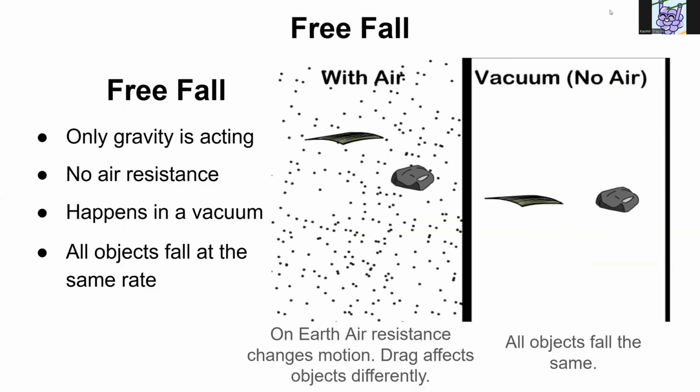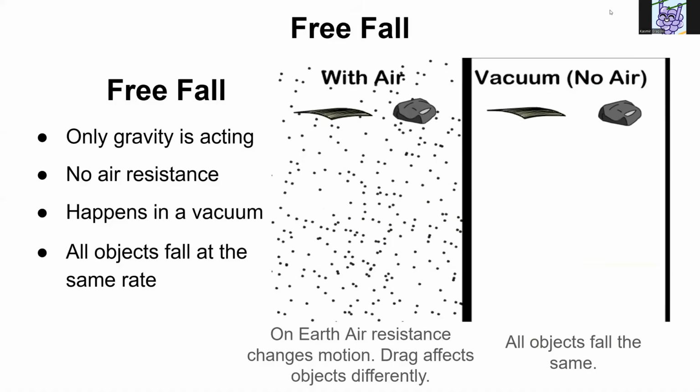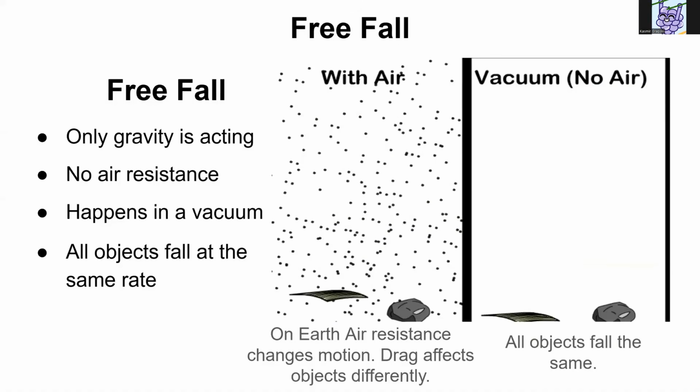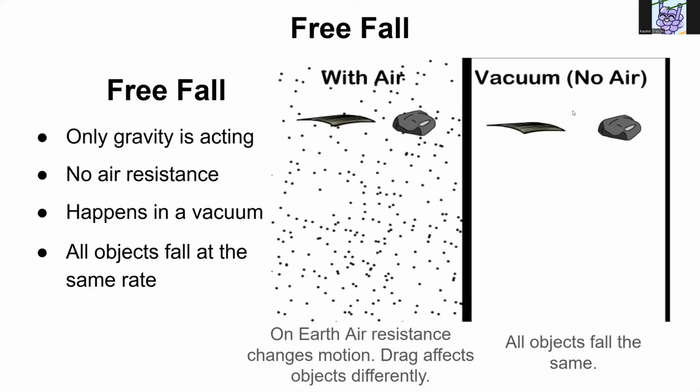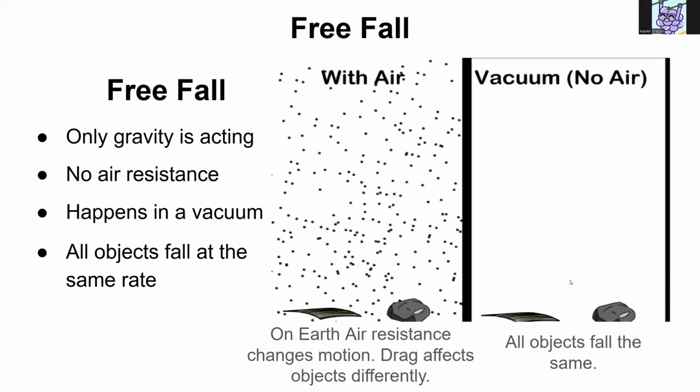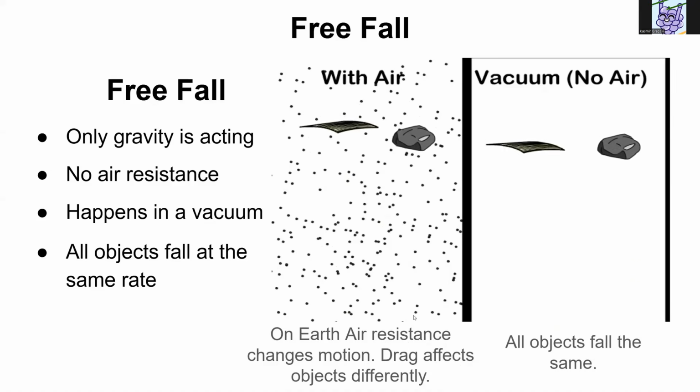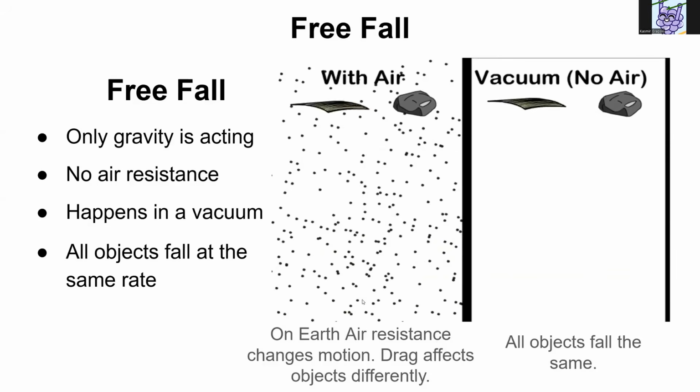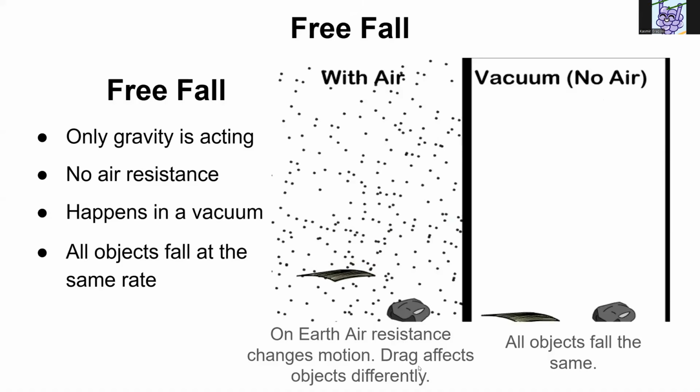When we're talking about free fall, that is when only gravity is acting. So there's no air resistance, and this happens only in a vacuum. So for free fall, all objects fall at the same rate. So here in a vacuum with no air, you can see this piece of paper and rock will fall at the same rate. However, on Earth, air resistance changes motion. So drag affects objects differently. The piece of paper with more surface area is getting affected by drag, therefore it's having a slower fall time than the rock.